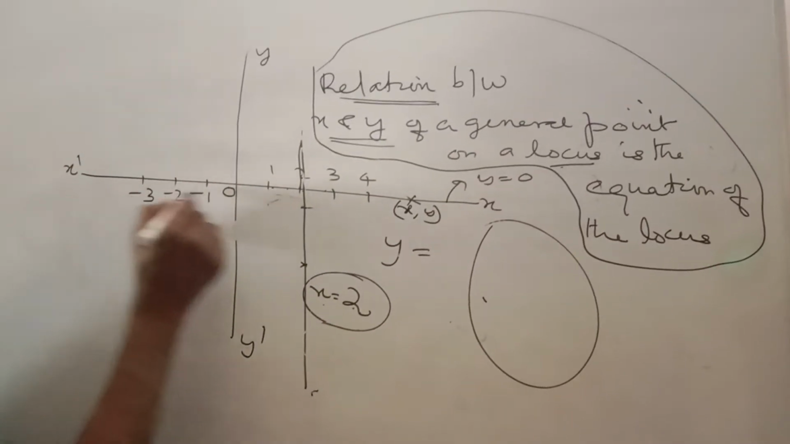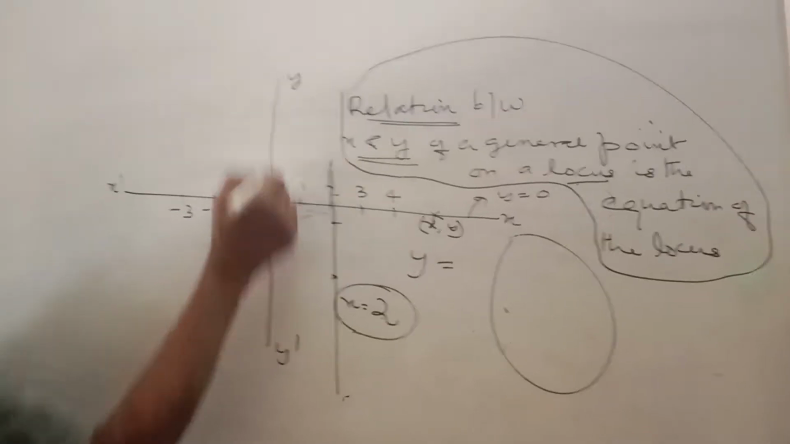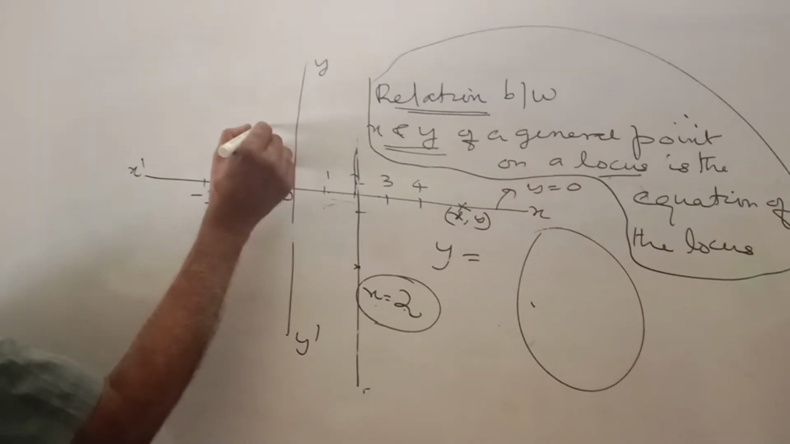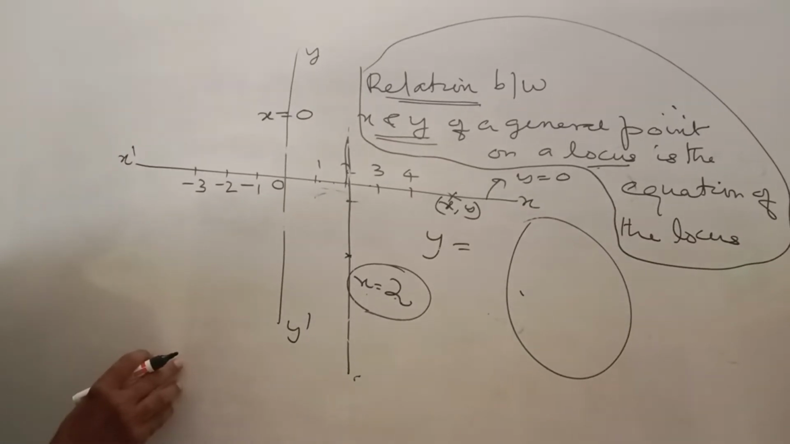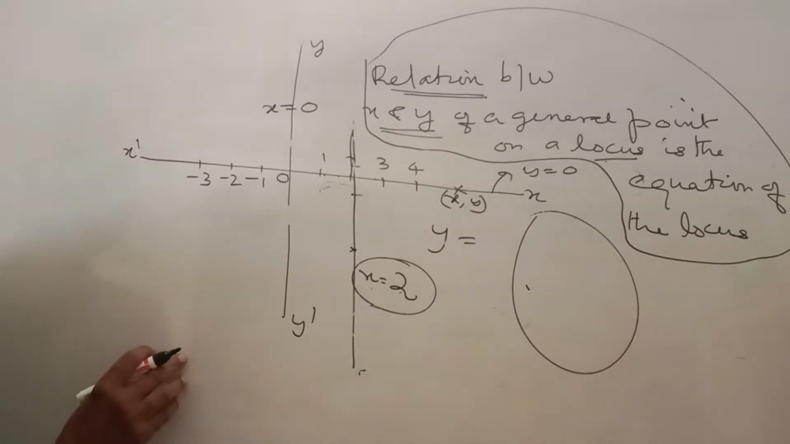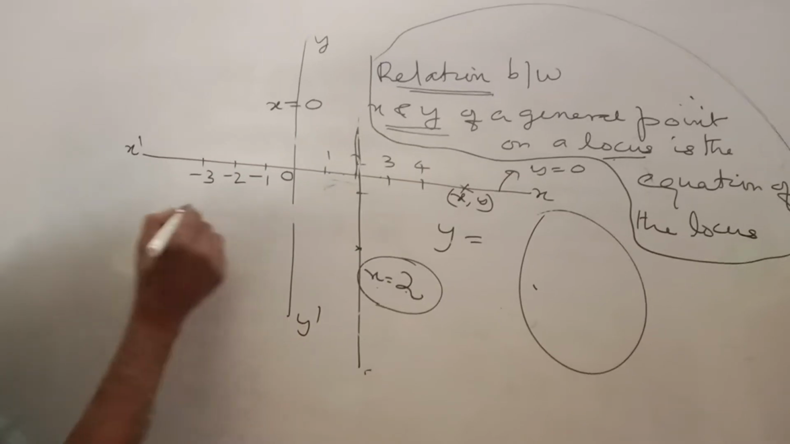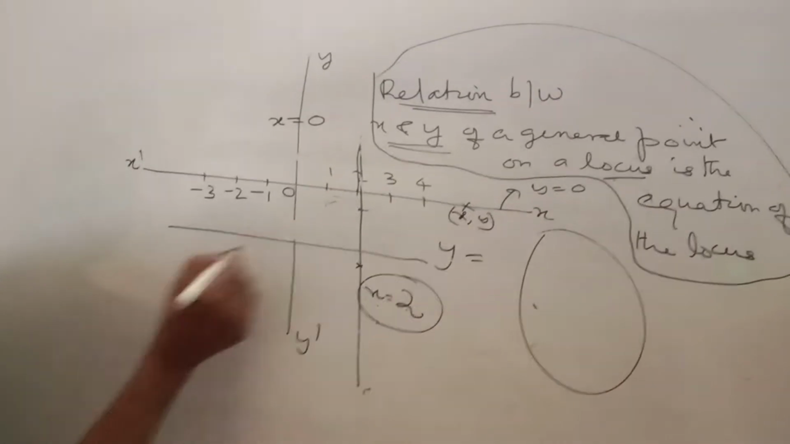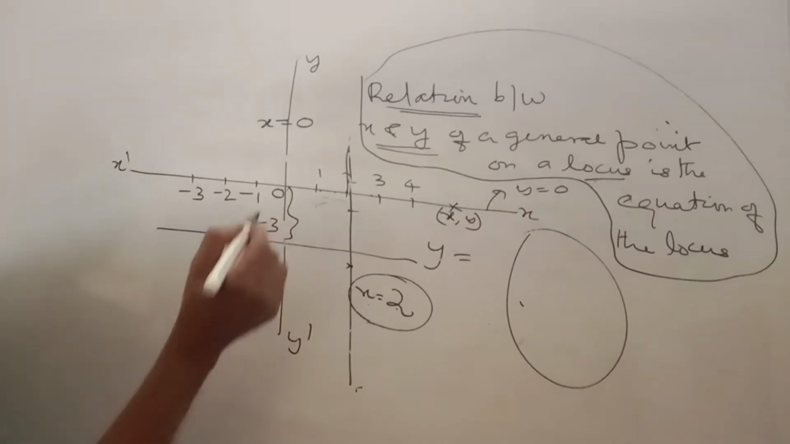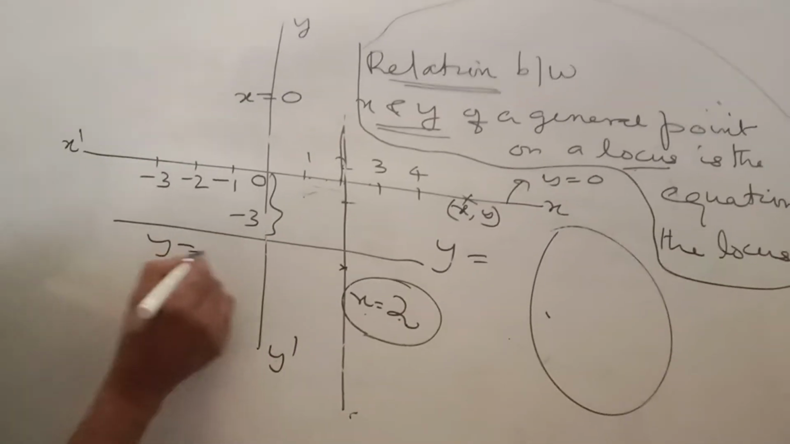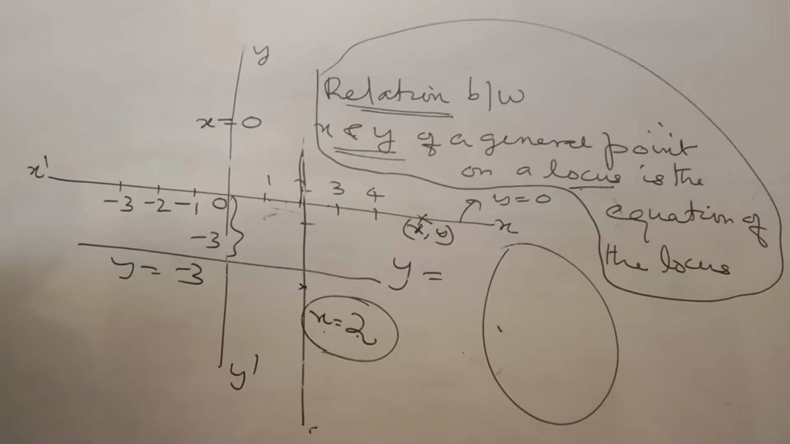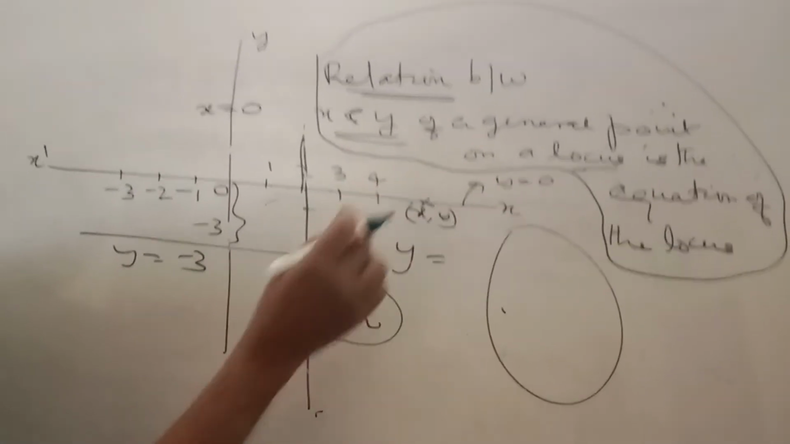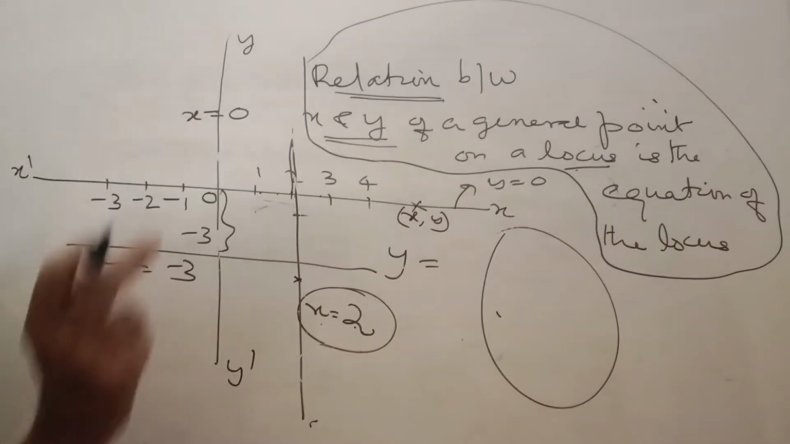Now if you take the y-axis, there x is equal to 0. If you take a line like this, suppose this is minus 3, everywhere y is minus 3. So this is the basic principle. On the x-axis y is 0. On the y-axis x is 0.